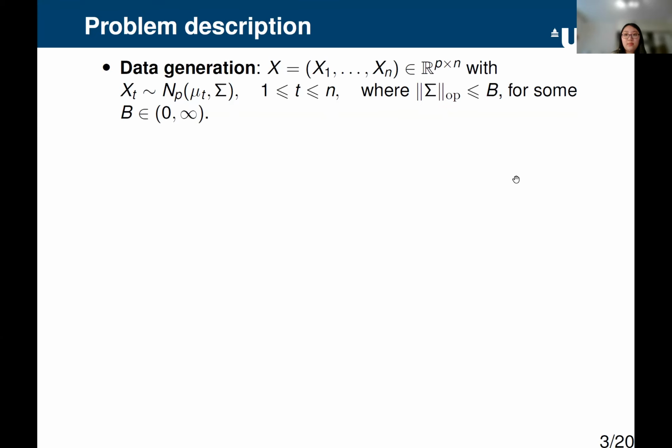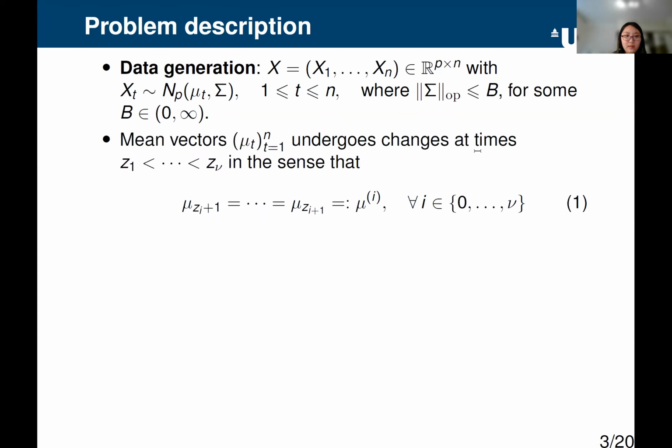Now, let's look at the problem description. We assume that the data is generated like this. X_t follows the normal distribution with mean mu_t and covariance matrix Sigma. We assume that the operator norm of Sigma is less than or equal to some positive number B. And we assume that the mean vector undergoes changes at times z_1 up to z_nu in the sense like this. We assume that z_0 is 0 and z_{nu+1} is n.